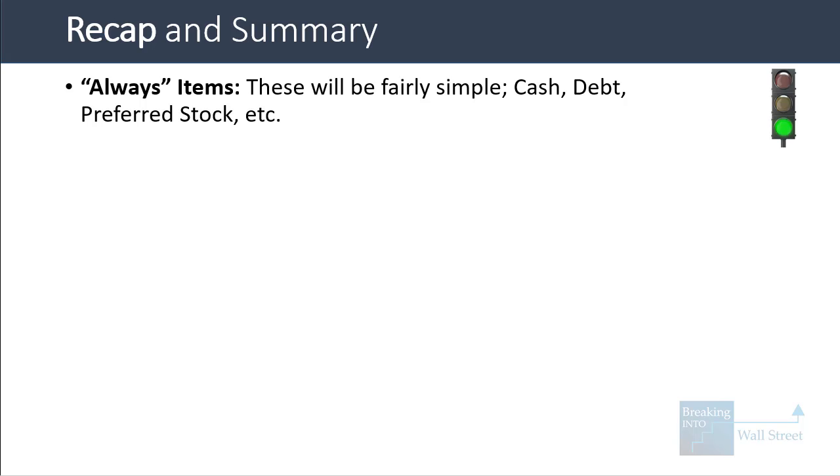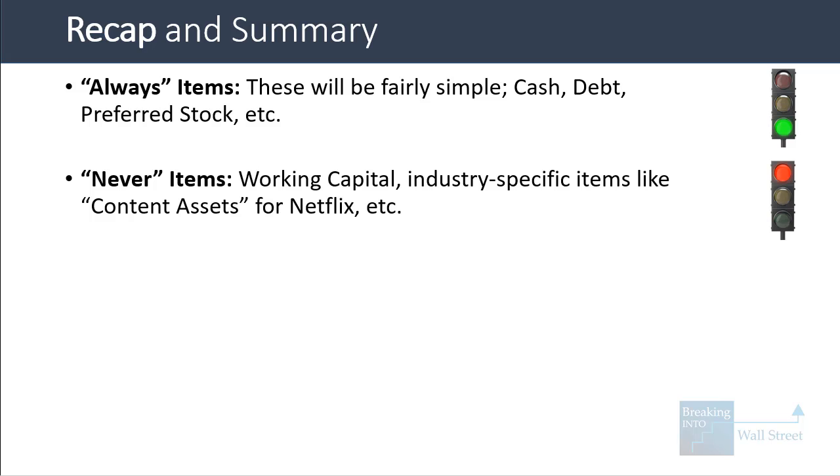To do a quick recap and summary, when adding items to calculate enterprise value, starting with equity value, you have the always category, which includes things like cash, debt, and preferred stock and non-controlling interests. If you can, get the market value for debt and preferred stock at least. If not, it's usually not a big deal. Then you have the never items. So you're never going to add or subtract working capital line items or industry-specific items like content assets for Netflix, long-term operational assets like PP&E and goodwill, for example.